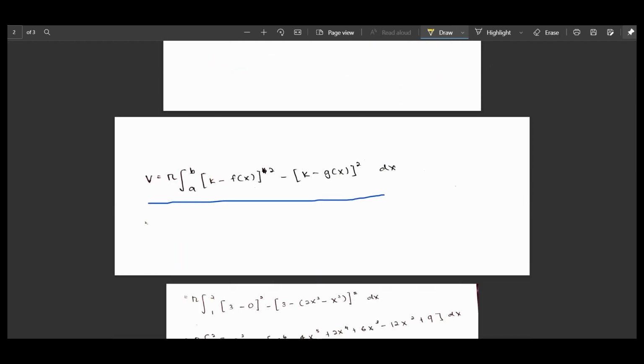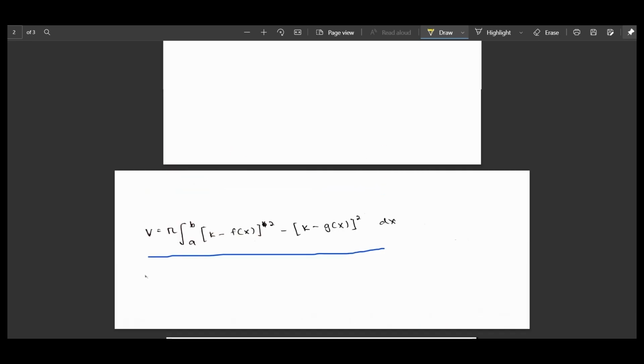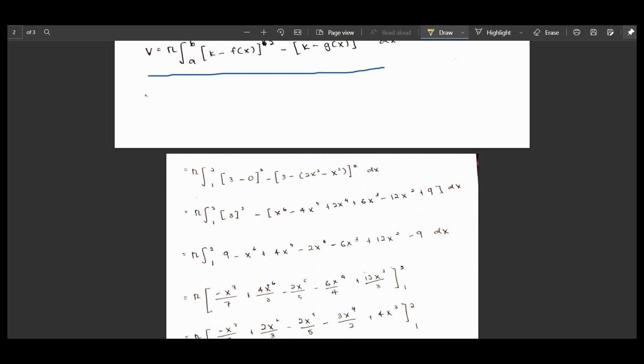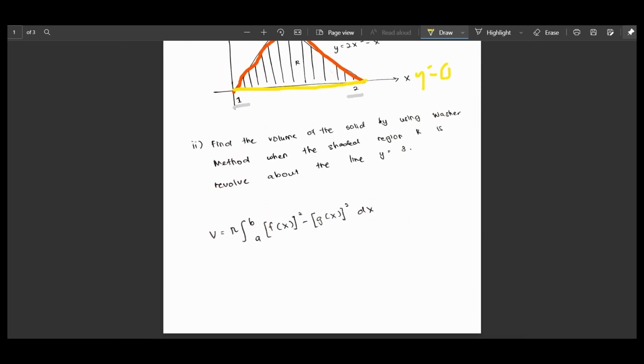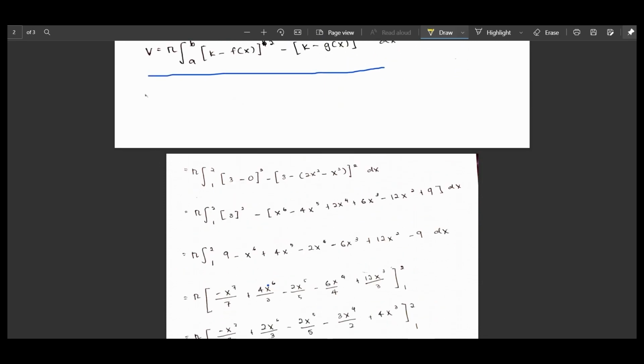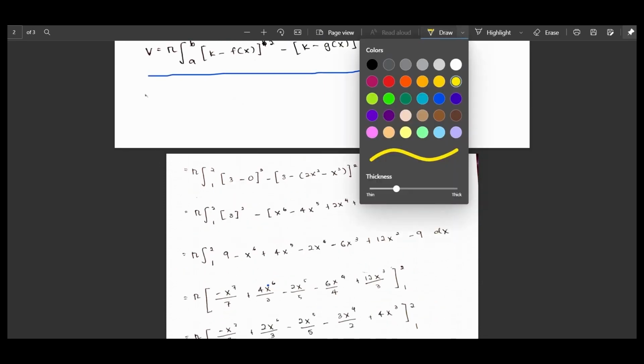Now substituting in this equation. Volume equals pi times the integral, from the lower boundary to the upper boundary, of the revolution axis, which is 3, minus the outer layer, squared, minus 3 minus the inner layer, squared, dx. Substituting in the equation: 3 minus 0, because our outer layer is 0. Then we substitute into the second term, the inner layer.